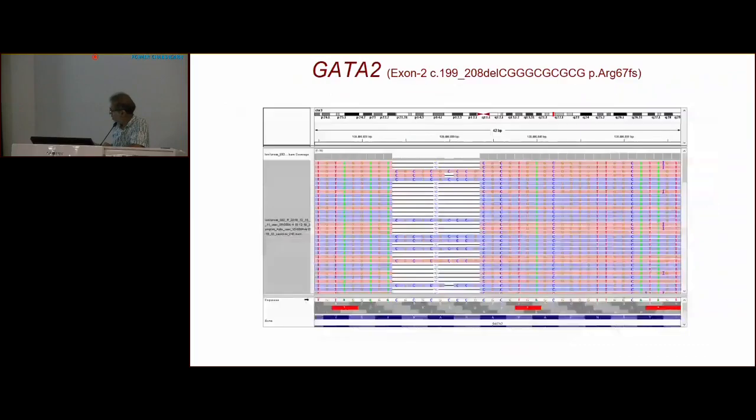And this is a child with a GATA2 defect where you see a 10 nucleotide deletion. This deletion is not present on all reads. This is heterozygous, so you see there are some reads where these nucleotides are present. In a heterozygous case, you will have 50 or close to 50% of the reads which will show the defect, and the other 50% will be normal.